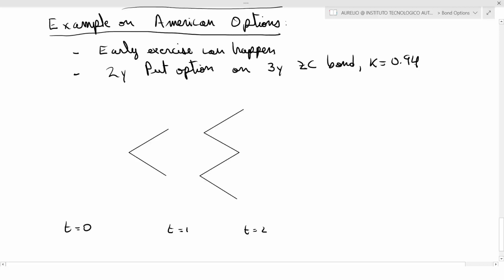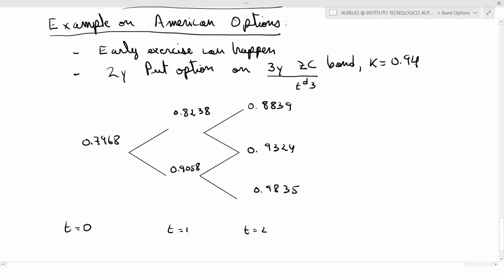So one of the first things we're going to need here is the price of the underlying, the 3-year zero coupon bonds, for each node. So the price is going to be all the TD3, where T can take the values of 0, 1, and 2. So let's put those values. So these are the prices of the 3-year zero coupon bond. Why do I need them? Because now I need to evaluate first the price of the European put, which is the payoff, which is max of strike minus the bond price, comma 0.